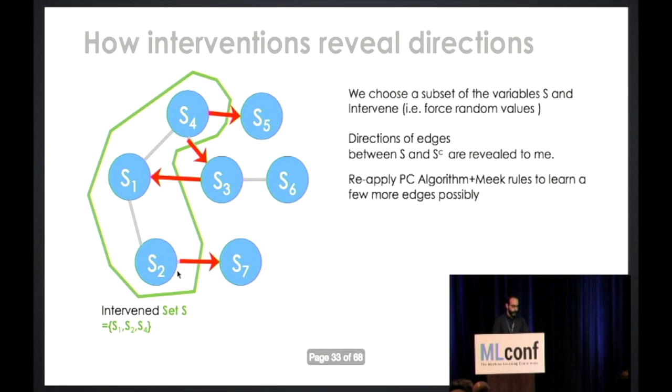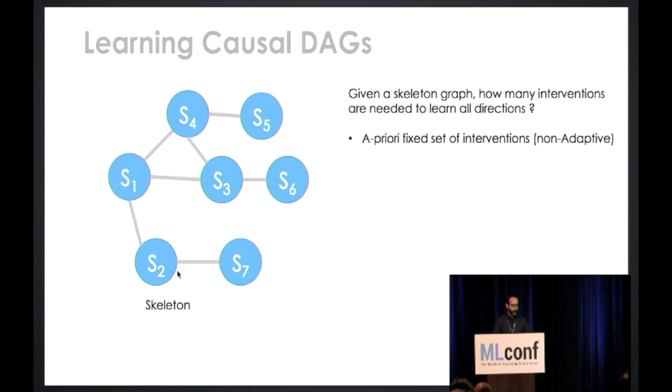So now, you reapply. You ask, is there any extra causal directions I can learn? So you use some standard tools and maybe learn a few more, and then you repeat, you do another intervention experiment. So the key question in this line of research now is, given a skeleton graph, how many interventions do I need to learn all the directions of all the edges of a graph?